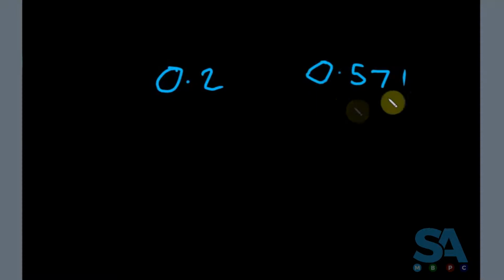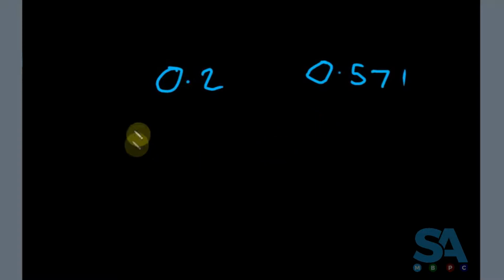Now let's look at terminating decimals. Terminating decimals are a bit more straightforward. It basically means there are no recurring units. For example, 0.2 or 0.571. Just as long as there's not an infinitely long recurrent sequence, then it's a terminating decimal.